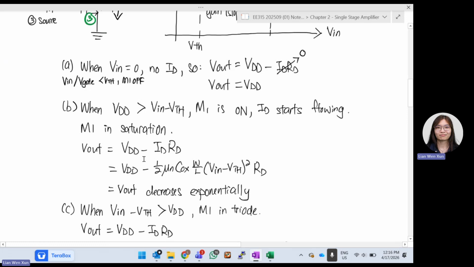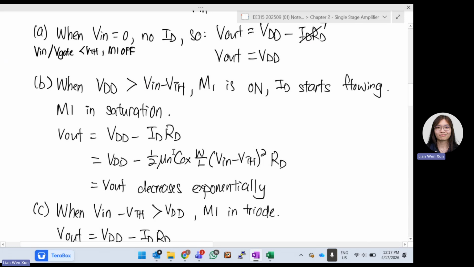So VD minus IDRD is still the V out. But now, VDD minus, what is your ID now? Because we say the transistor is in the saturation region, we just plug in the saturation region formula. This is our saturation region formula: half mu nCox W over L, V in minus VTH square, times RD.